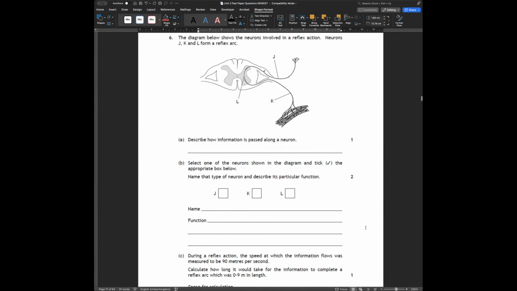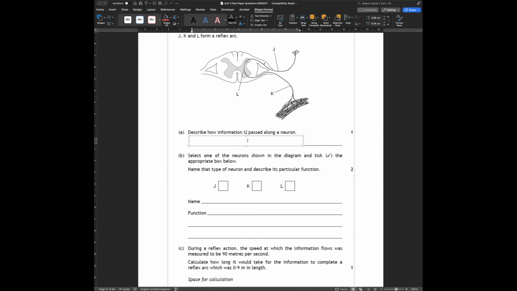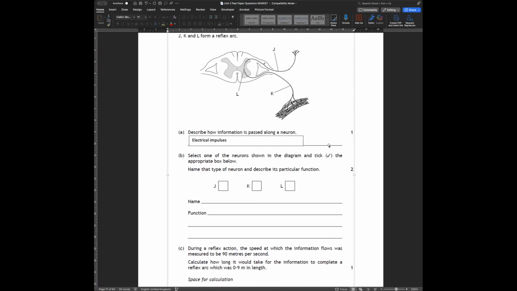Okay. Number 6 here, it says the diagram below shows the neurons involved in a reflex action, neurons J, K, and L form a reflex arc. So this question asks us, describe how information is passed along a neuron. So hopefully we remember from earlier on that information is passed along a neuron via electrical impulses. And that's what we have to say for your answer there. Don't be tempted to just say electricity or electrical messages. Say electrical impulses. That's giving you the best chance to get the mark for that question.